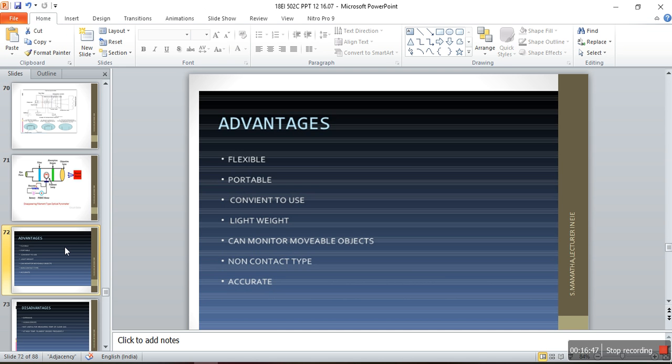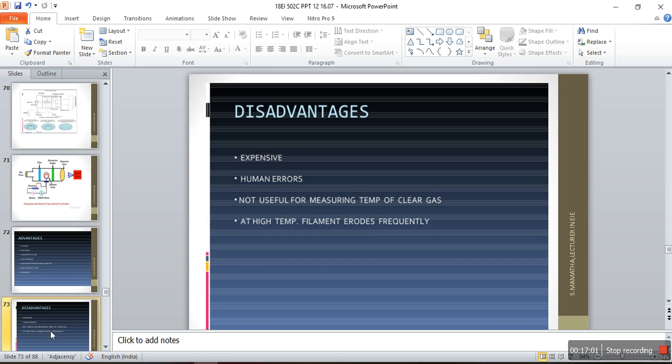What are the advantages of the optical pyrometer? It is flexible, portable, convenient to use, lightweight, can monitor movable objects, non-contact type, and accurate. Next, disadvantages: expensive, human errors, not useful for measuring temperature of clear gas. At high temperature, the filament erodes frequently.